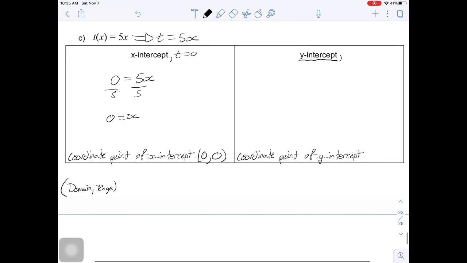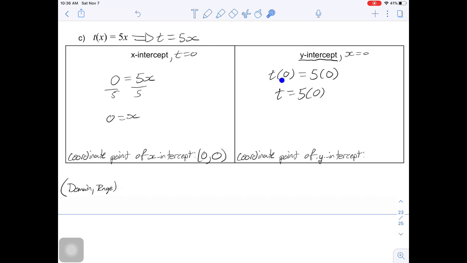So y-intercept in this case is when your domain value, which in this case is x, equals 0. So I'm going to replace x with 0 and then I'm going to solve here. Anywhere I see x in my equation, I'm putting 0 in. Recognize it might be easier to just represent it like this: t equals 5 times 0.